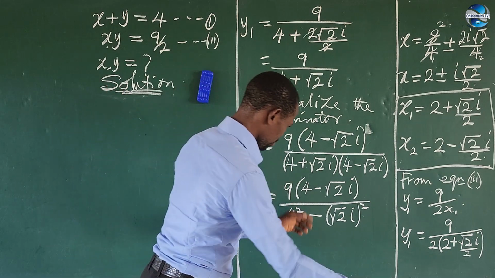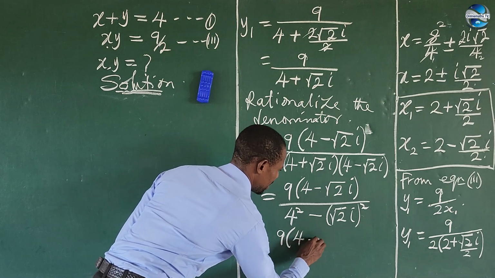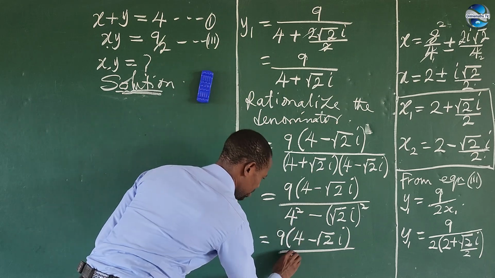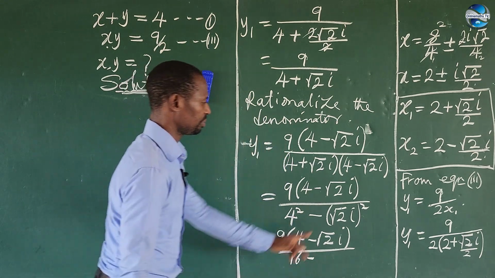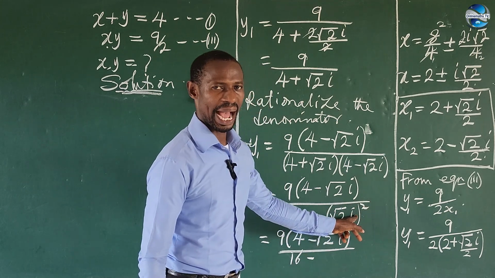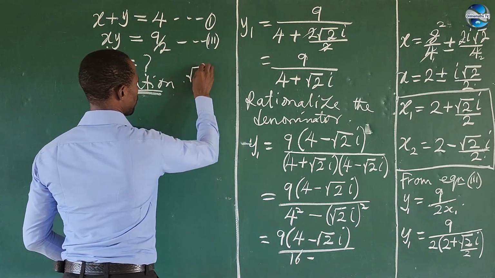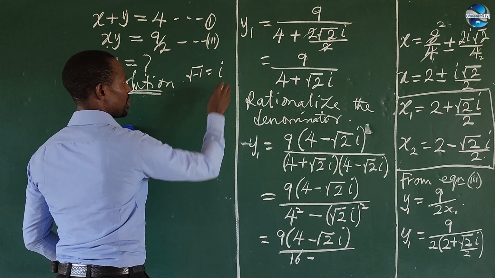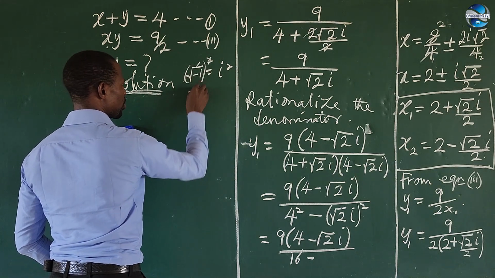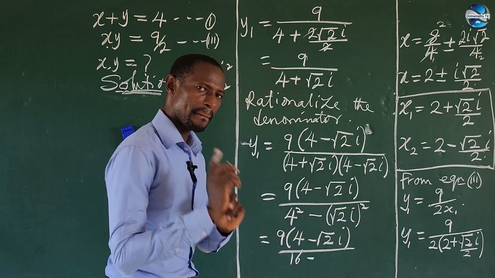Very easy, right? Good. So this is going to give us here, we have our 9 into 4 minus the square root of 2 iota, then all over, you're going to give us here 16 minus, if we take the square of i, which is our iota, that will give us minus 1. Why? Because we know that the square root of minus 1 is equal to iota. So if I square this and also square this, what happens? We're going to have minus 1 is equal to iota square. So the square of iota will give us minus 1.